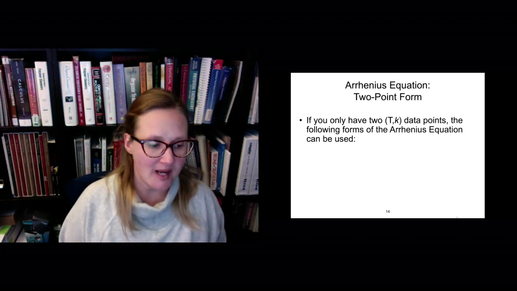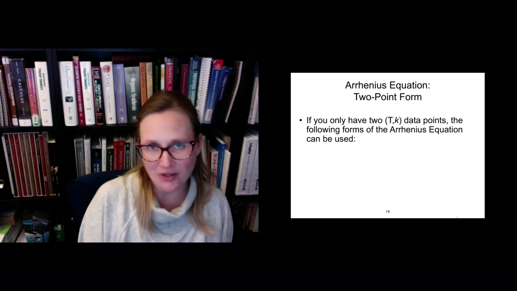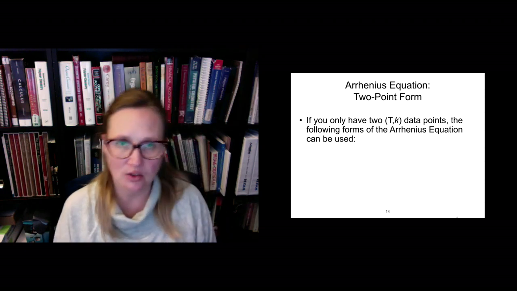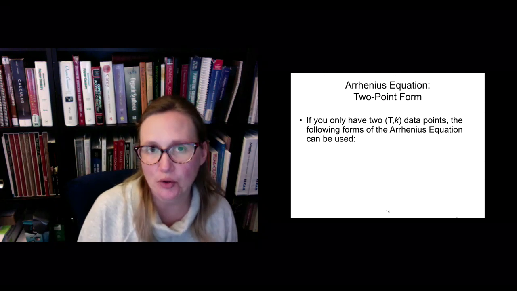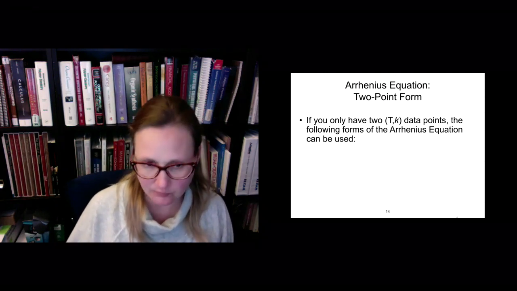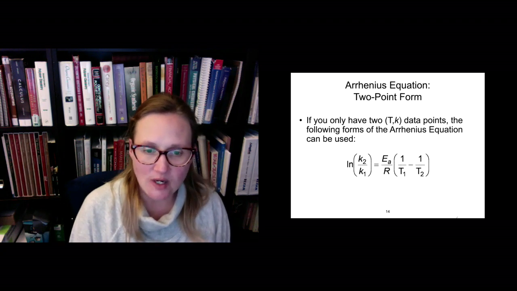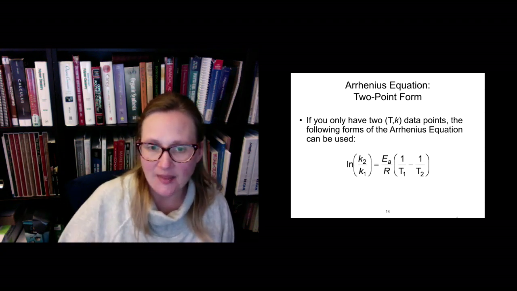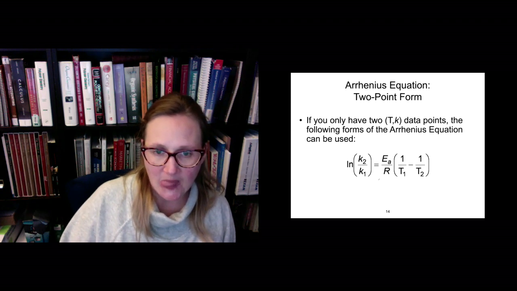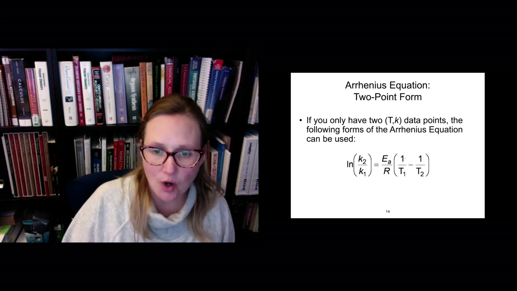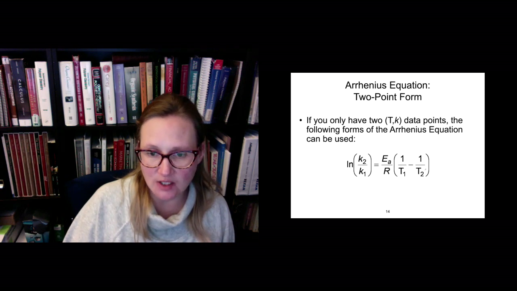Okay, so imagine we just have 2 points. We don't have a whole set of data, but we only have 2 points. Well, we can do that too using the two-point form of the Arrhenius equation. All right, so here we're going to take the natural log of K2 over K1, and that's equal to the activation energy over R times 1 over T1 minus 1 over T2.